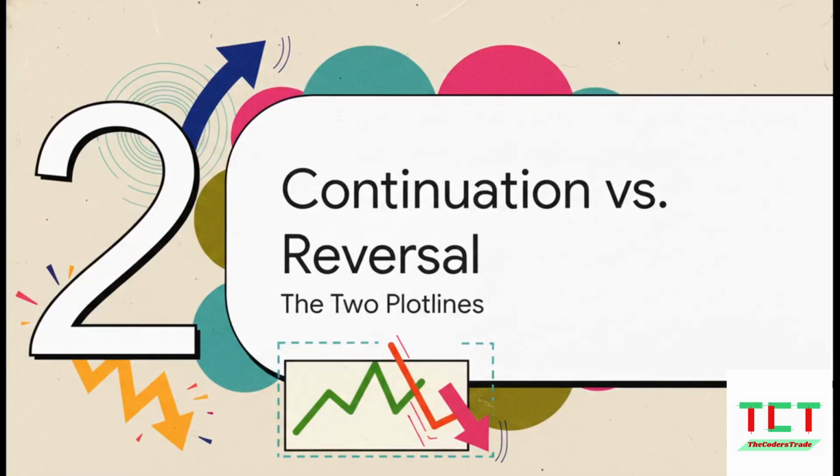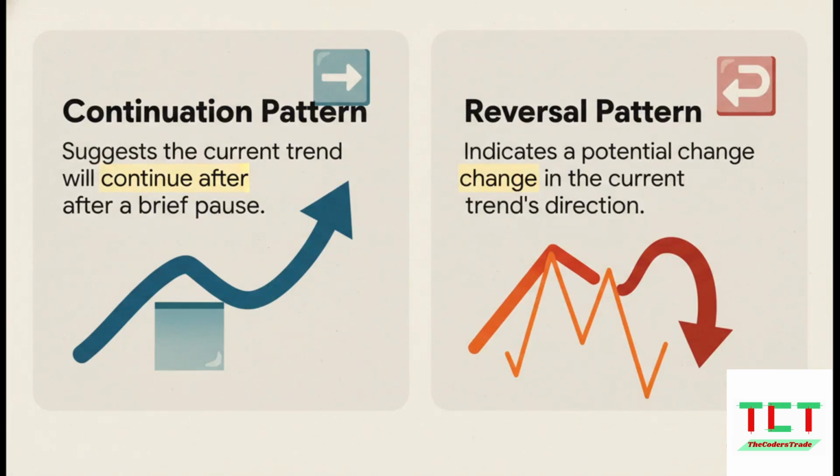Every story has a plot, and in the market story, there are really two main plot lines. Is the current trend going to continue on its path, or is a dramatic plot twist about to happen? This brings us to continuation versus reversal patterns. And here are the two main categories, plain and simple. Continuation patterns suggest the market is just taking a quick breather before it keeps going in the same direction. Then you have reversal patterns. Now these are the big plot twists. They signal that the current trend might be running out of steam and is about to change direction completely.